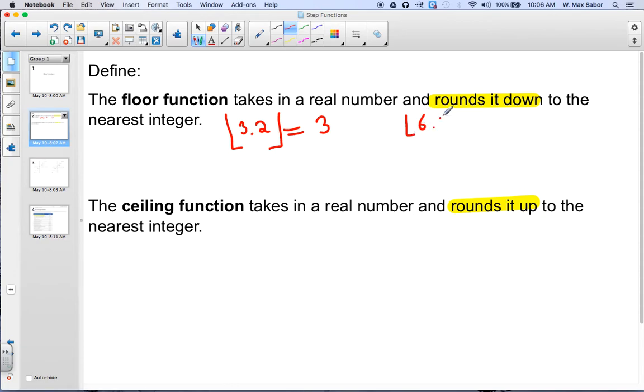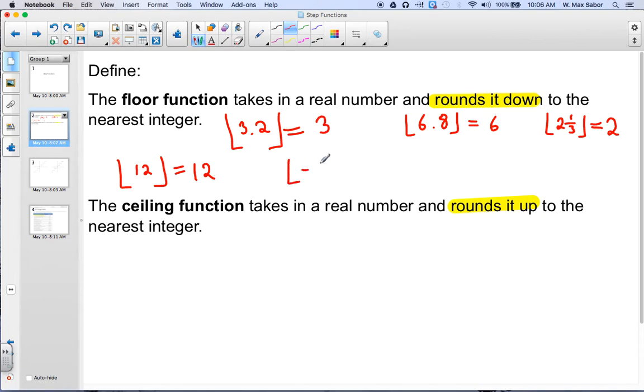If we take a number like 6.8, that will also be rounded down. So it won't become 7, it will round down to 6. If we have a fraction, 2 and a third, once again we're rounding down. If we have a normal integer, something like 12, the floor of 12 is just 12.